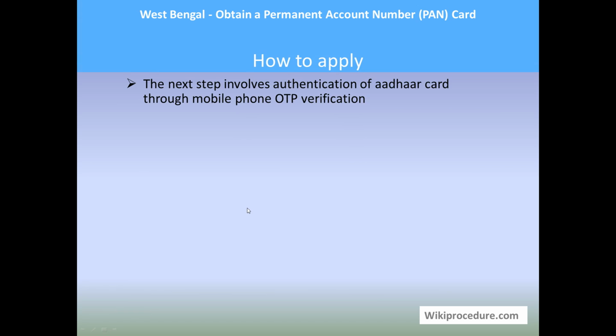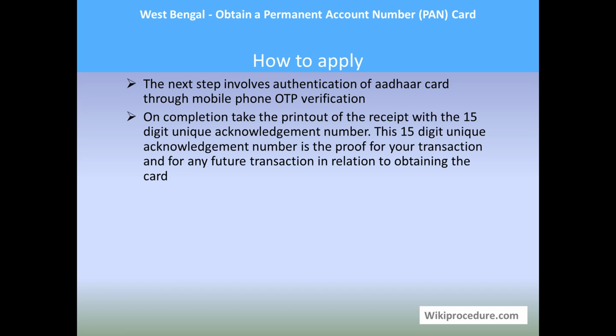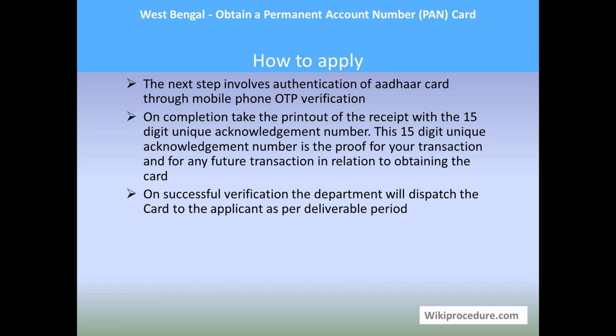The next step involves authentication of Aadhaar card through mobile phone OTP verification. Please do as directed. On completion, take the printout of the receipt with the 15-digit unique acknowledgement number. This 15-digit unique acknowledgement number is proof of your transaction and for any future transaction in relation to obtaining the card. On a successful verification, the department will dispatch the card to the applicant as per deliverable period.